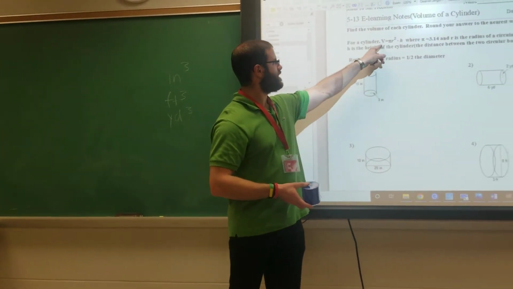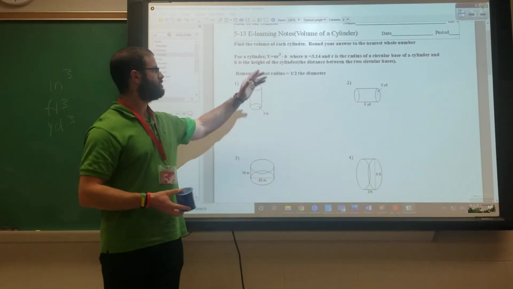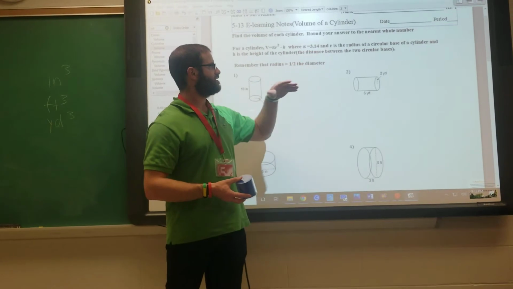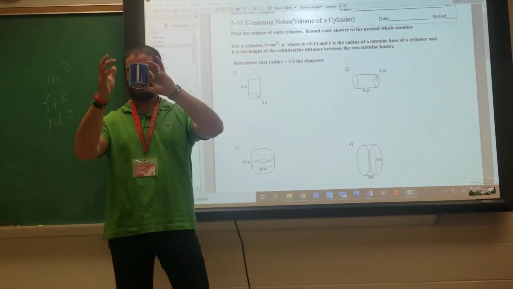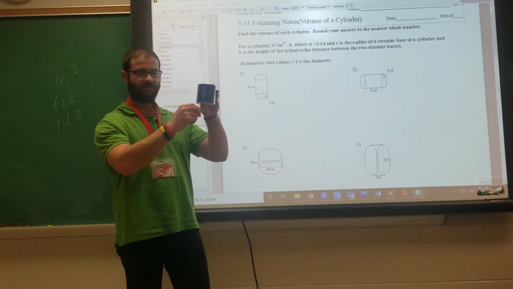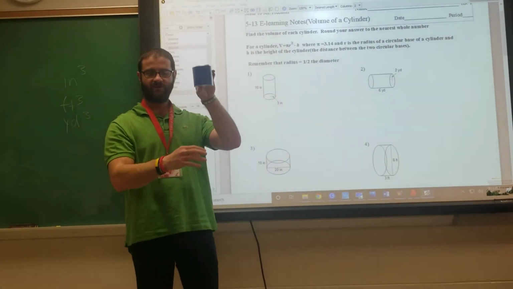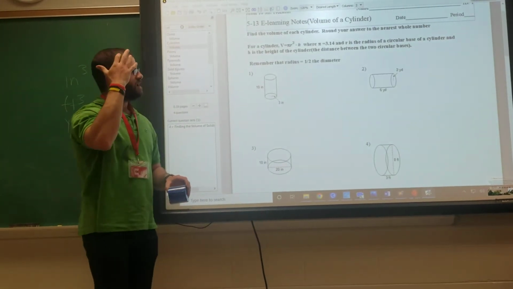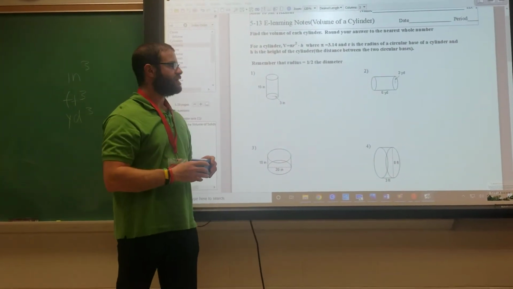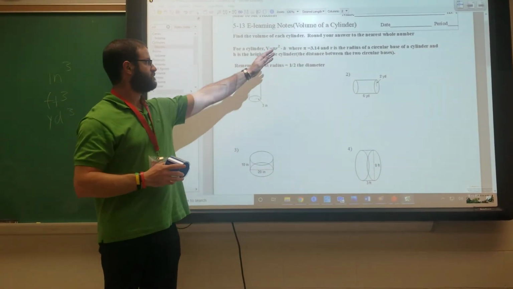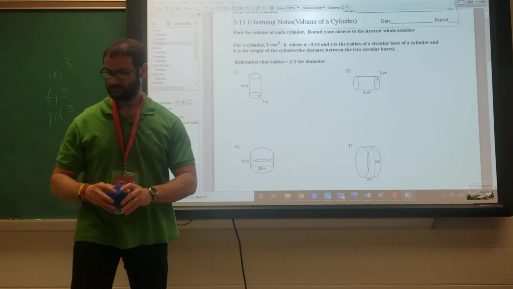So our formula is pi r squared times height. Pi, still using 3.14. R is going to be the radius of one of the circular bases. And the height is the distance between the two bases, whether it's up and down or on its side. And remember, if we're given the diameter, we have to divide by 2 to get the radius, because our formula calls for radius.